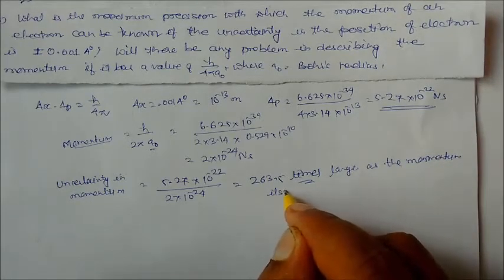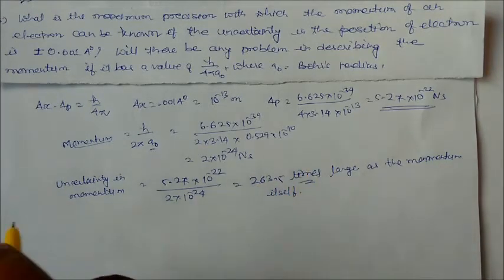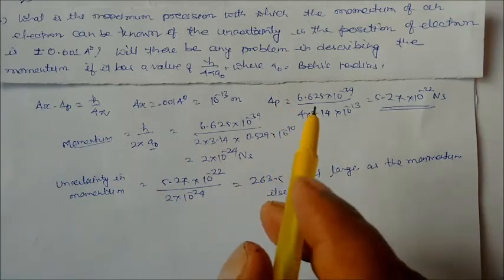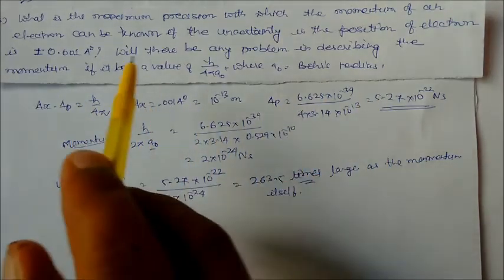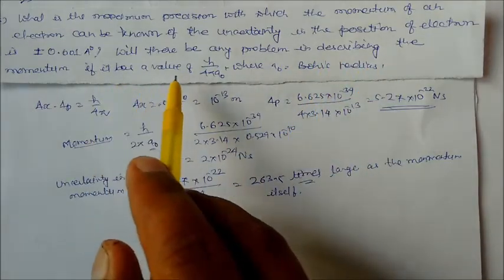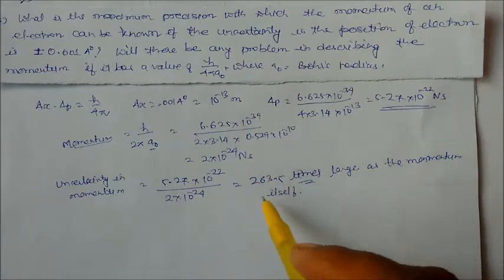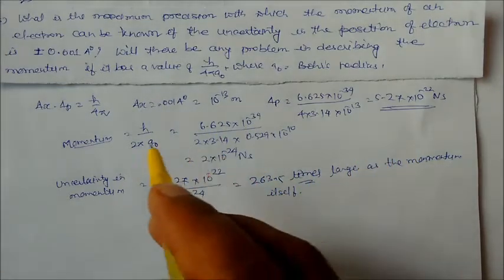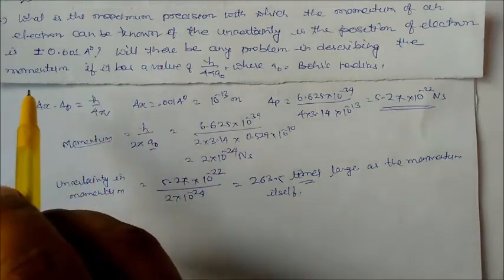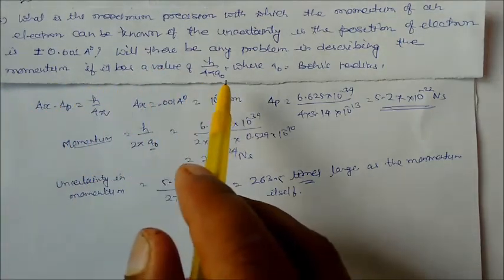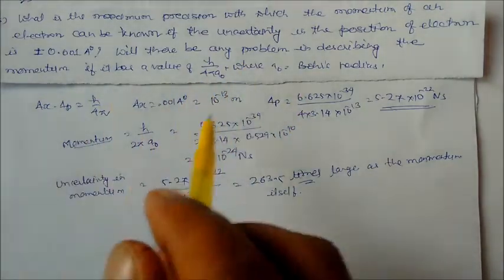Why is this so? Because the concept of Bohr's orbit has been replaced by the probability of locating the electron cloud. So will there be any problem describing the momentum if it has this value? It will be different, because it may be this much larger. We have changed the Bohr's orbit and are replacing it with electron clouds. If you take the electron cloud, then there will be a difference between this momentum and that momentum.